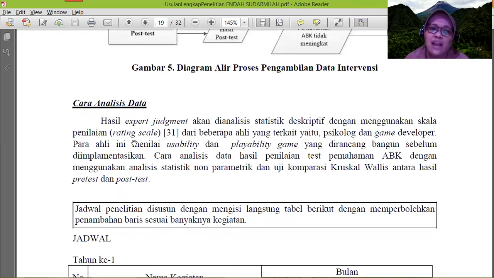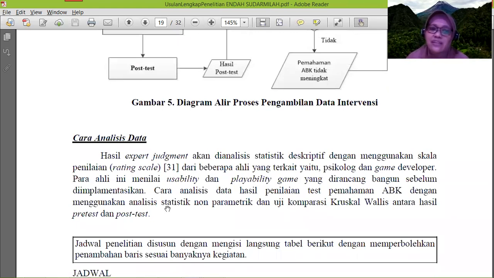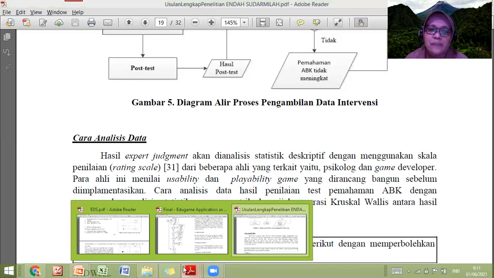And also how to analyze the data. Because I use a rating scale, pretest and post test, I also use statistics. Because this is non-parametric statistics, I use comparative testing with the Kruskal-Wallis method, and this is used for the pretest and post test.